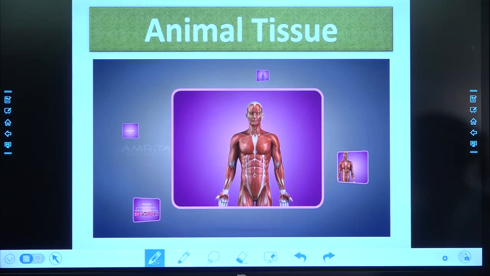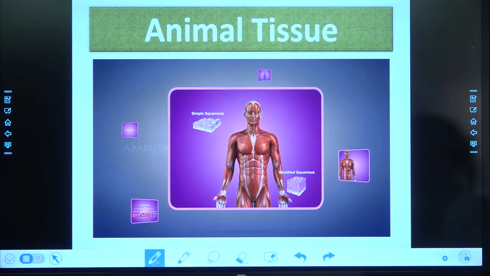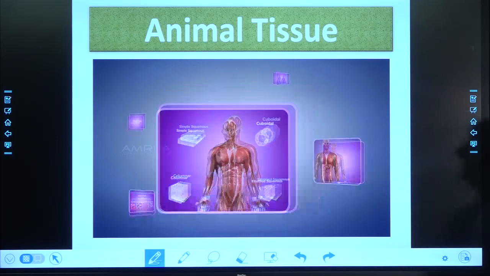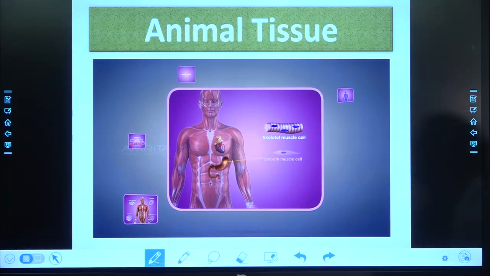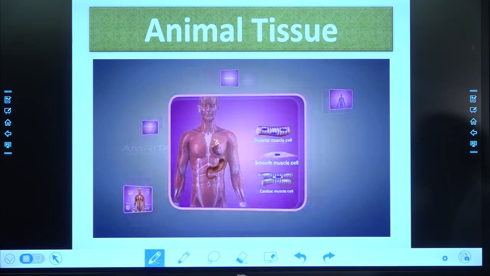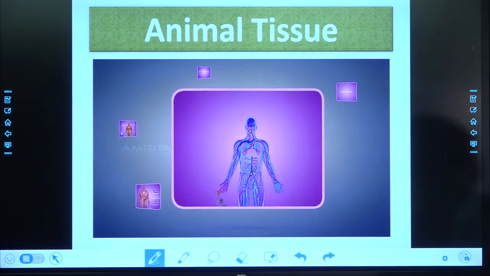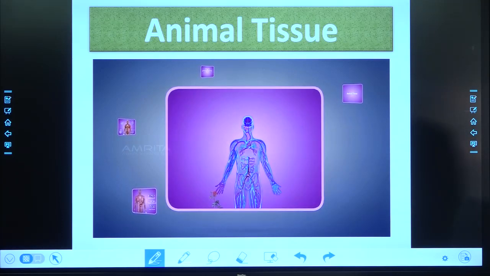Epithelial tissues are subdivided into simple squamous, stratified squamous, columnar and cuboidal epithelium. The three types of muscle tissues are skeletal, smooth and cardiac muscles. Cells of the nervous system called nerve cells are specialized to carry stimulus from one place to another within the body.